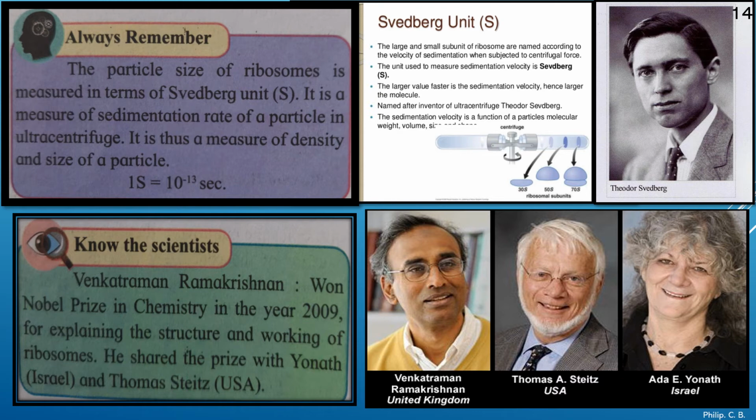Further, know the scientist Venkatraman Ramakrishnan, who won the Nobel Prize in Chemistry in the year 2009, almost around 12 years back, for explaining the structure and working of ribosomes. He shared the prize with Ada E. Yonath, who is a scientist from Israel, and Thomas A. Steitz of USA. Again, I have put the image. Venkatraman Ramakrishnan, United Kingdom, who was born and brought up over there. Thomas A. Steitz, USA, Ada E. Yonath, Israel. So all three got the Nobel Prize in Chemistry.